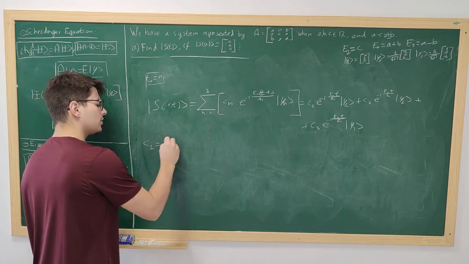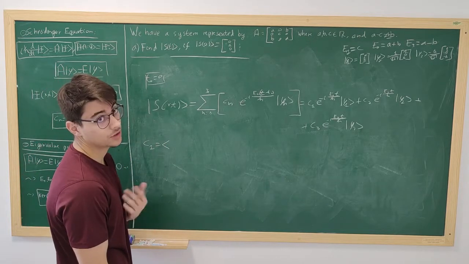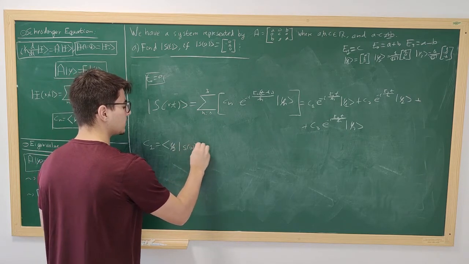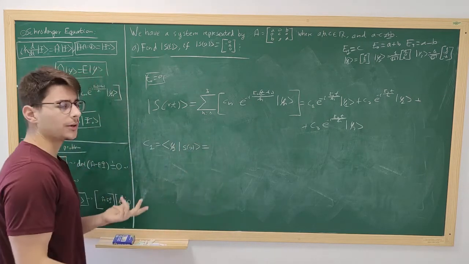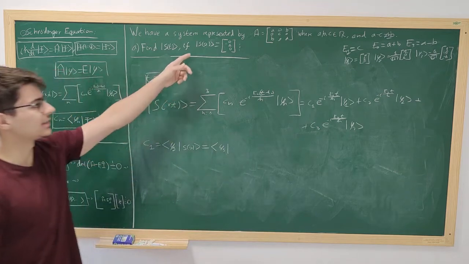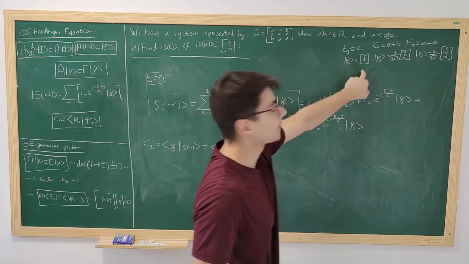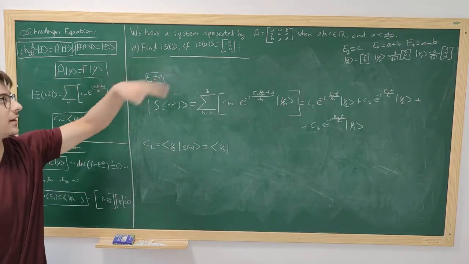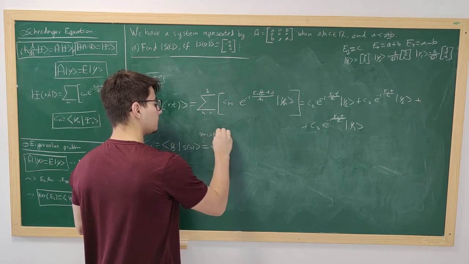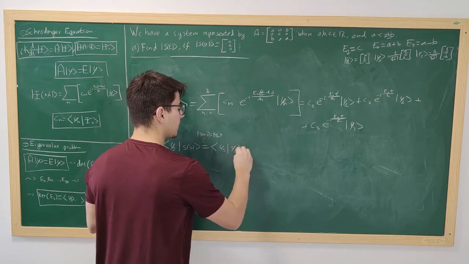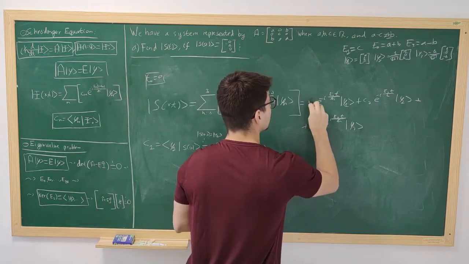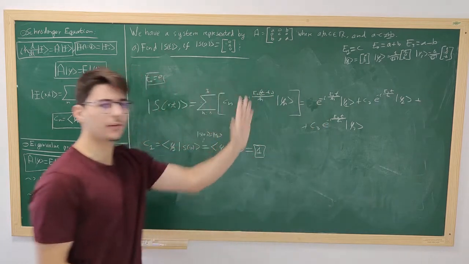So C1 is nothing but the dot product between phi 1 and our initial s. So let's just do it. This is just the dot product of phi 1 times, well, what is s? Really notice that s is just phi 1, because they are both 0, 1, 0. So we can just write this as the dot product between phi 1 and phi 1, and this is just 1. So here we can just write a 1. This is our first term.